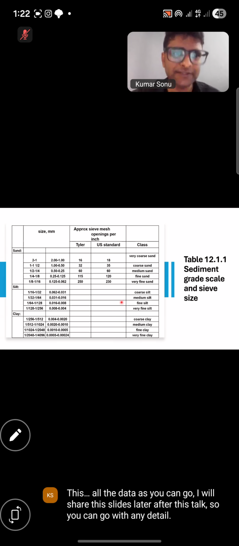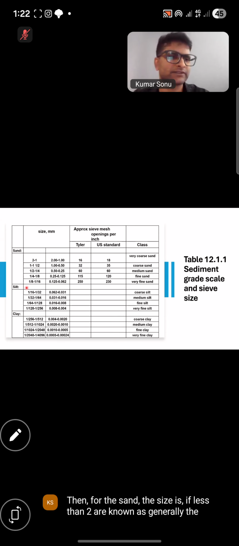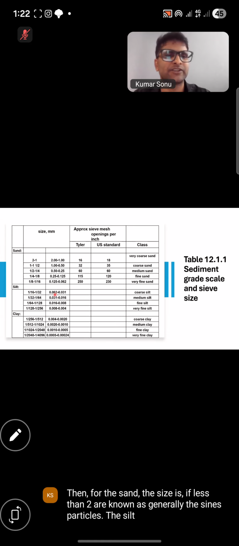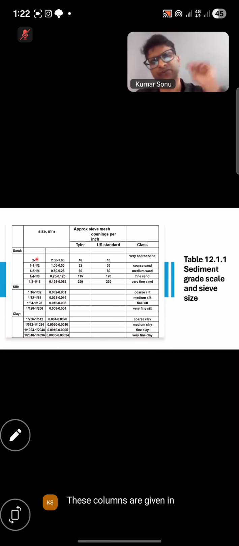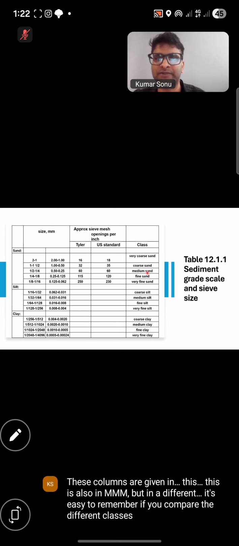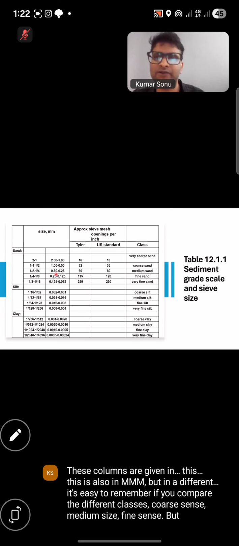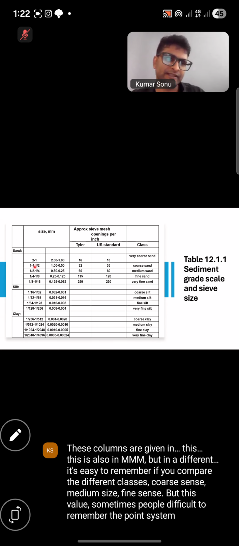For sand, particles less than 2 mm are generally known as sand particles. Silt is less than 0.062 mm. These columns are given in mm, these columns are given in inch, and this is also in mm but in a different scale. It's easy to remember if you compare the different classes: coarse sand, medium sand, fine sand. But sometimes people find it difficult to remember the decimal values, so it's very easy to remember.